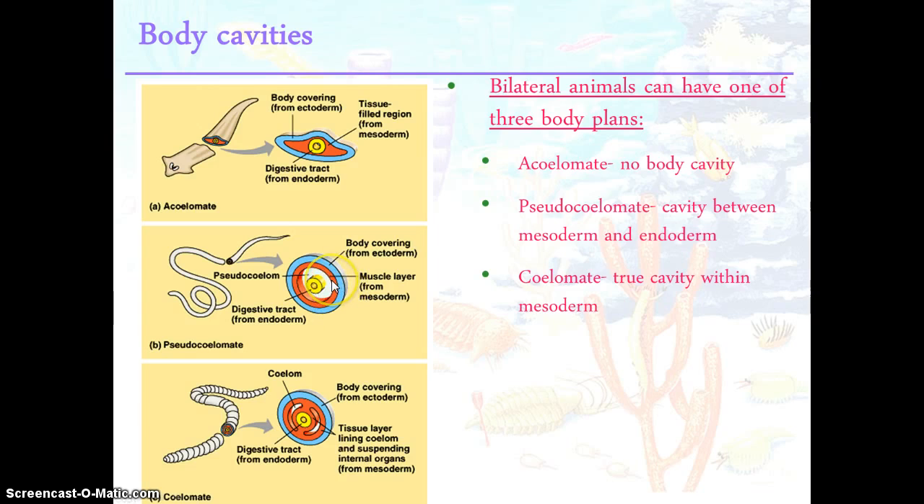Okay, so you have your mesoderm layer in this picture. You have your endoderm in this picture, and then there's a body cavity that is found there. And then you have your coelomates, which have a true cavity within the mesoderm. Okay, these are just body cavities, and we're going to talk about why or how those are important as we go along.